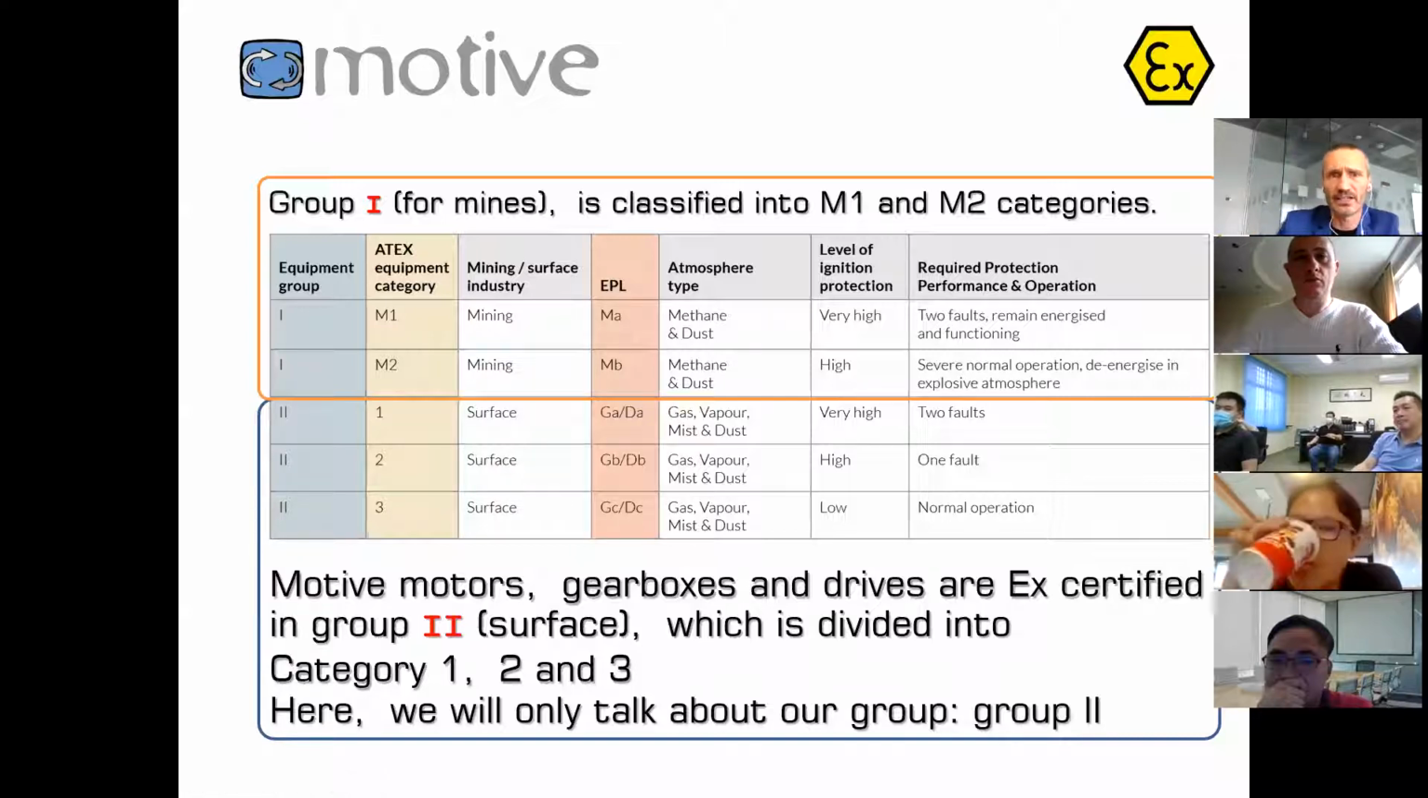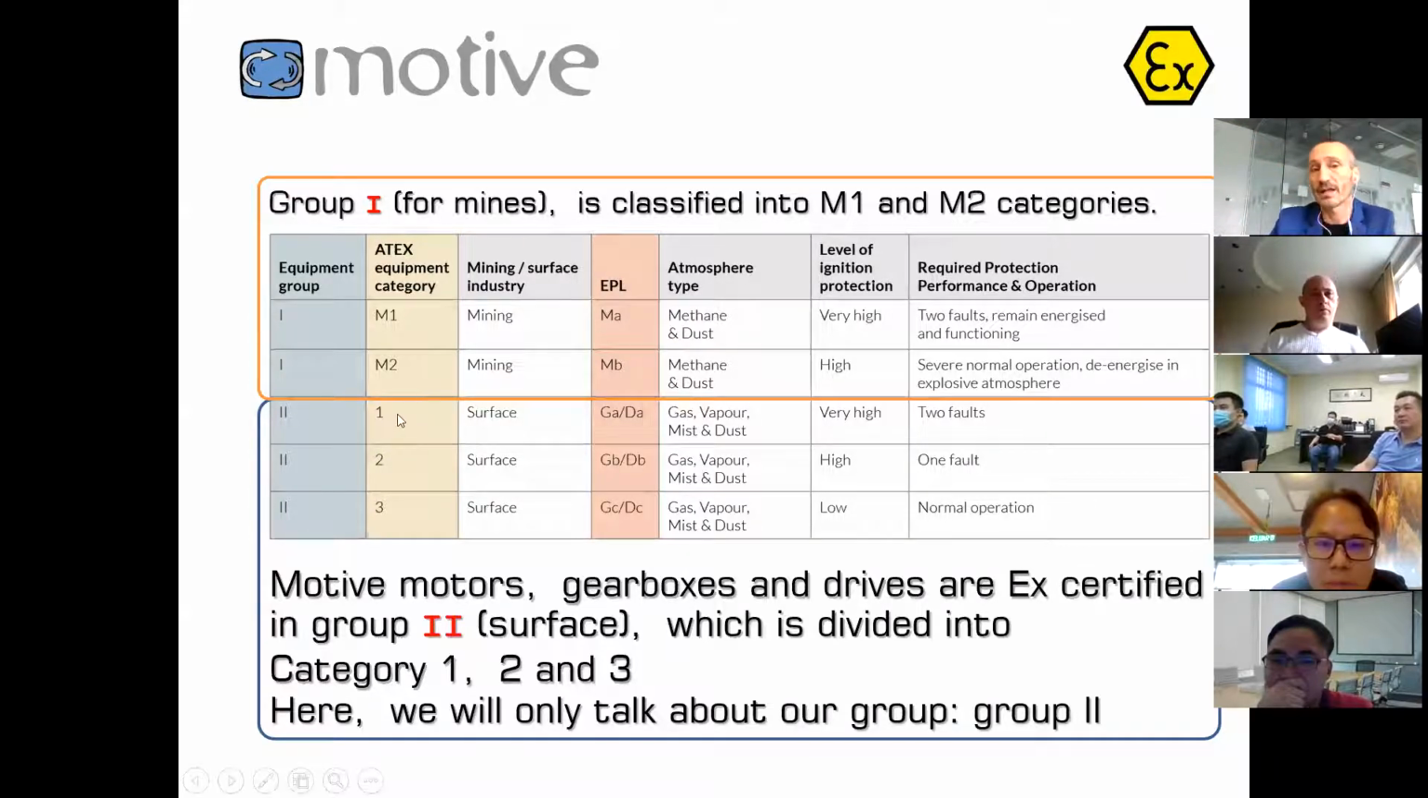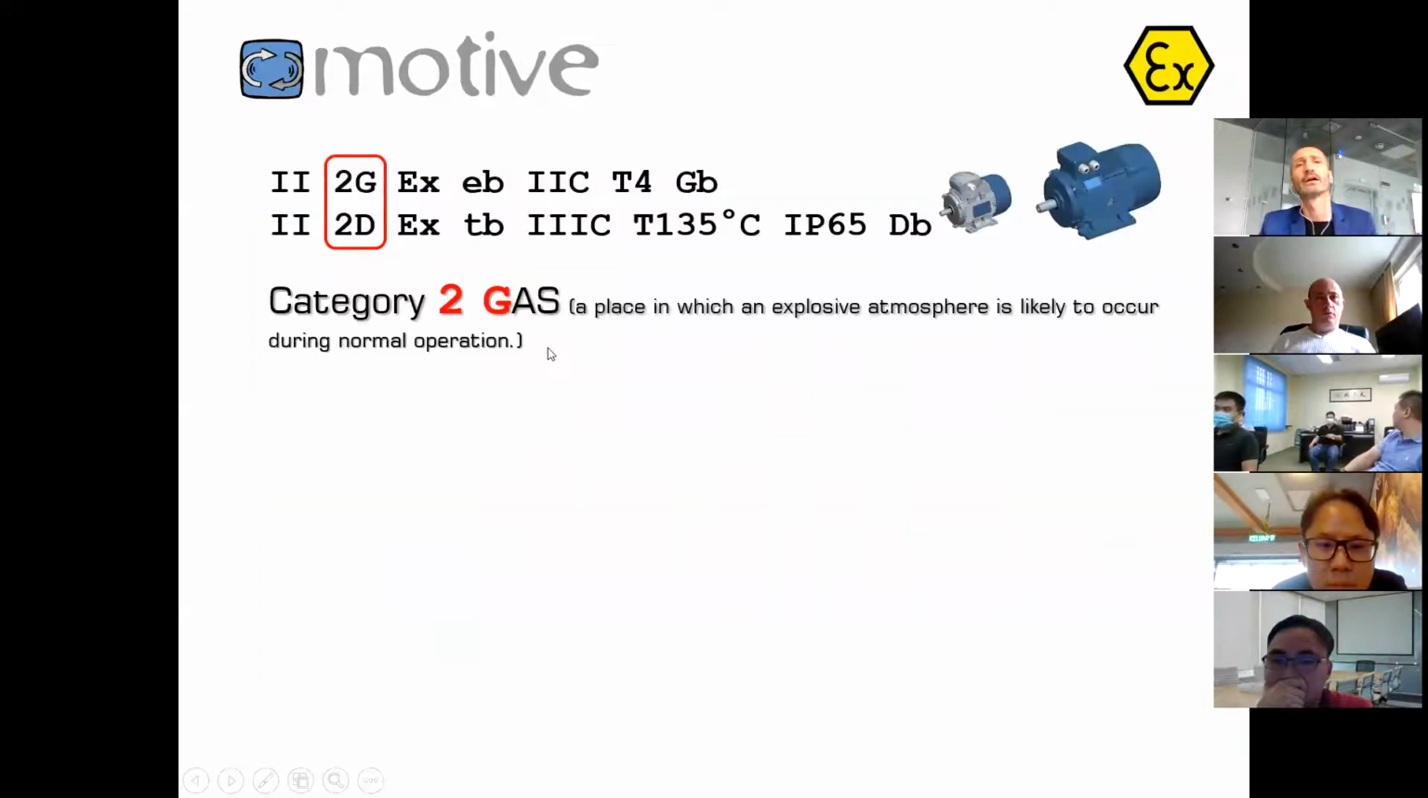II is divided into, as we can see, 3 risk categories. If it was I for the mining industry, underground, it would be M1 and M2, the 2 risks. But we are in II surface, which also includes mining, but on the surface, okay? It can be category 1 or 2 or 3. On our nameplates, as you remember, it was written 2. Category 2 gas.